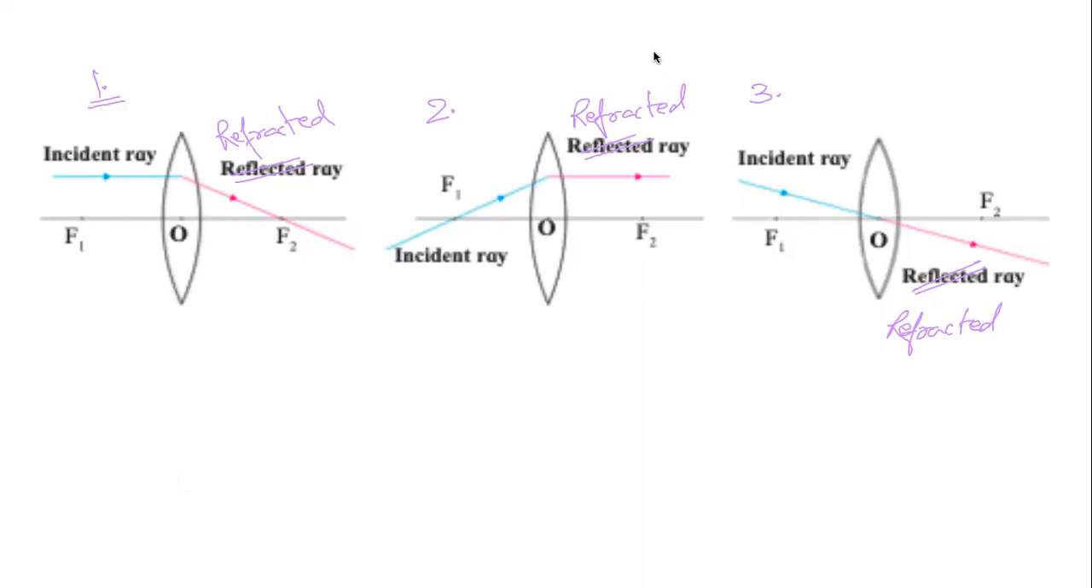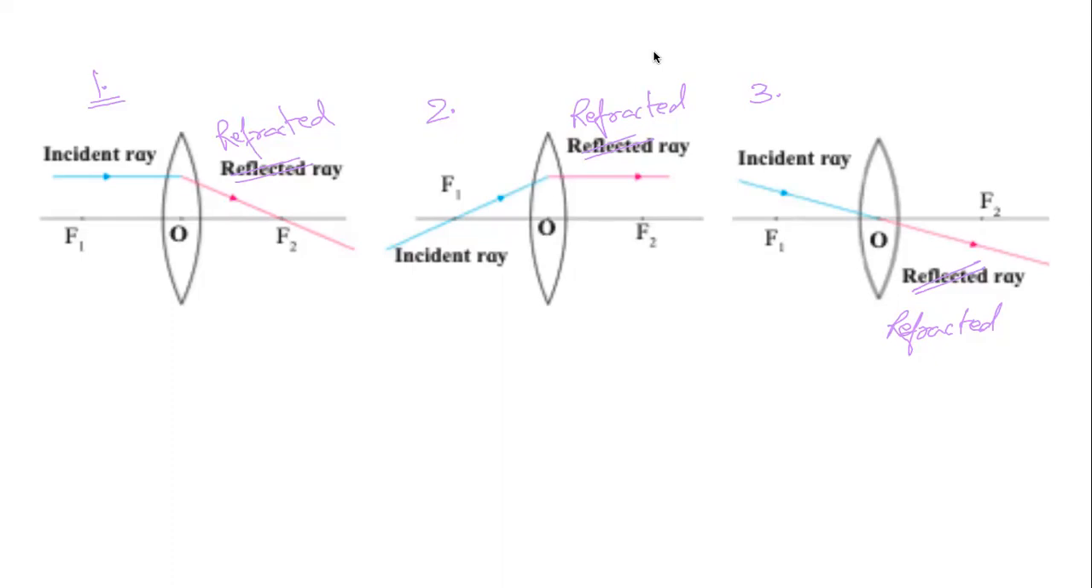Rules 1 and 2 are converse of each other. So if you remember one, the other one is already known. The third one is very simple. Correct, Anushka, Khadija. If the incident ray passes through the optical center, then that ray will not be refracted at all. It will just go through in the same straight line.